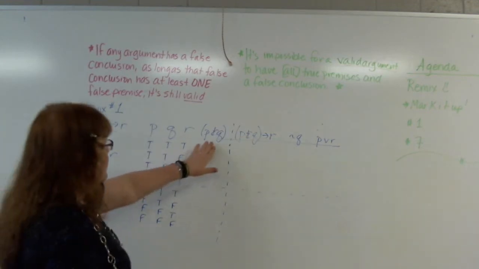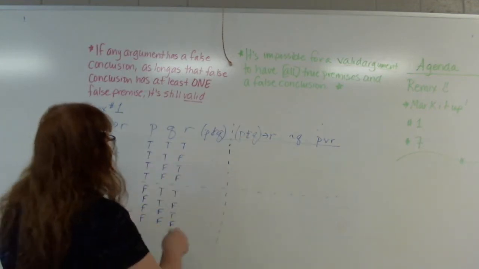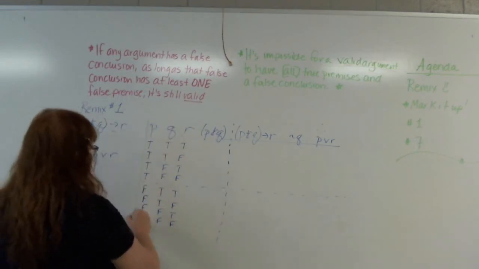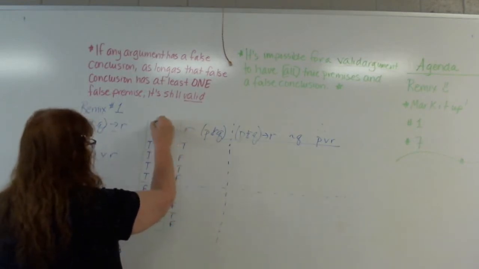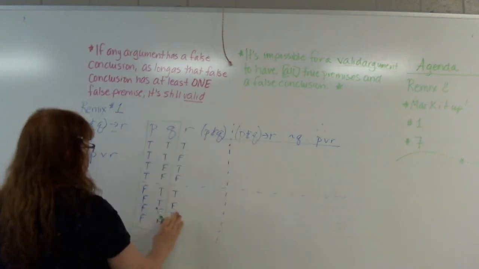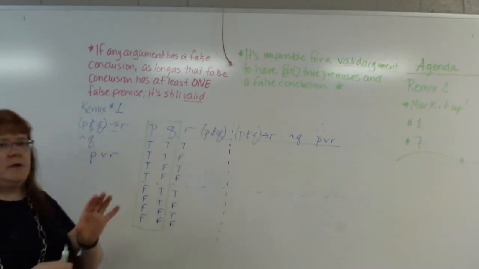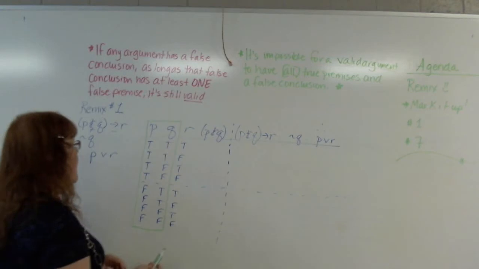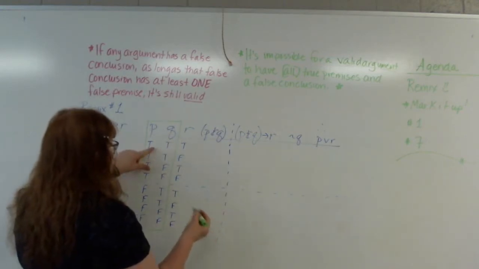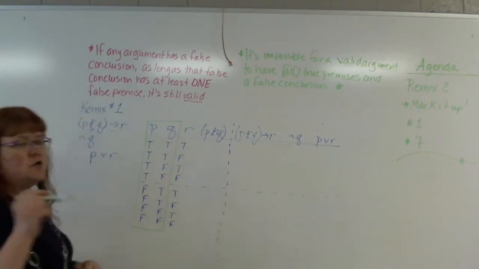I have to look at this line, P and Q. I'm looking at these first 2 columns only. I'm going to ignore my R. When I'm working on my own, I have a little piece of paper over there, so I don't look at it at all. Tracking across, I'm looking for 2 trues.